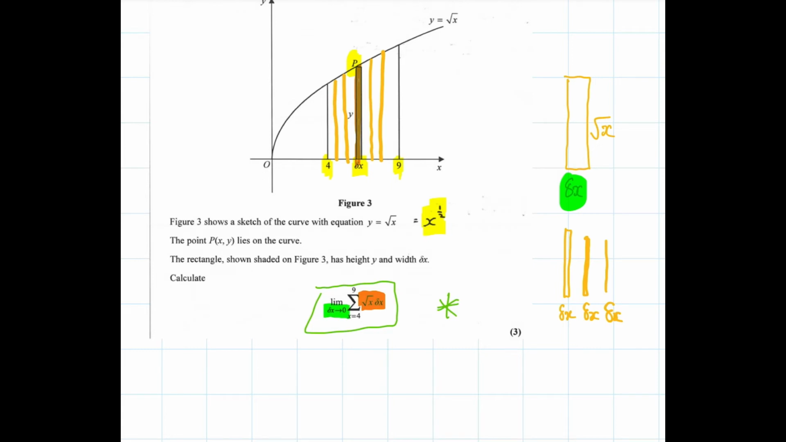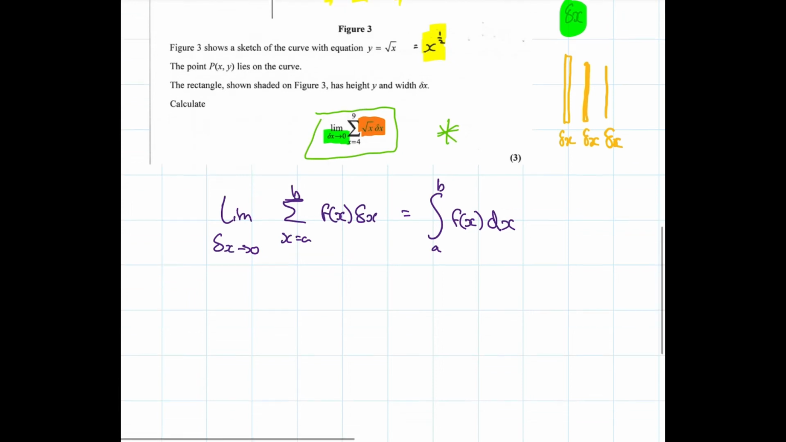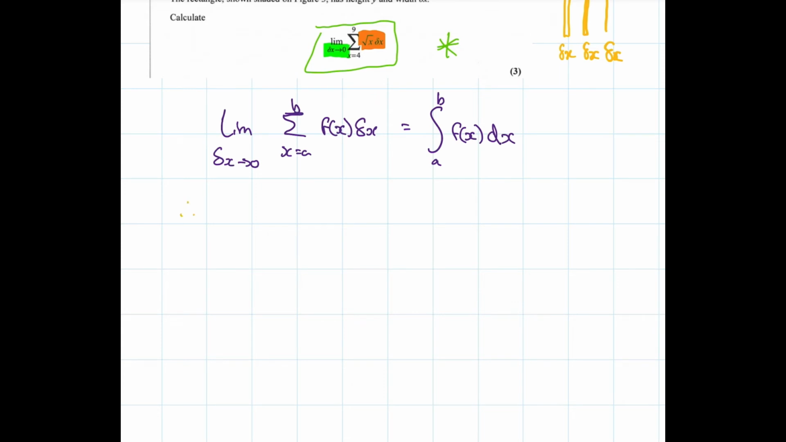There's quite a well-known result in calculus that looks like this. The limit as delta x tends to 0 of the sum from x equals a to b of f of x delta x is nothing more than the integral from a to b of f of x dx. So in fact, what we're doing when we're summing up all these rectangles is we're actually just calculating an integral. So let's put this all together. Therefore, the limit as delta x tends to 0 of the sum from x equals 4 to 9 of the square root of x delta x is nothing more than just the integral from 4 to 9 of square root of x dx.